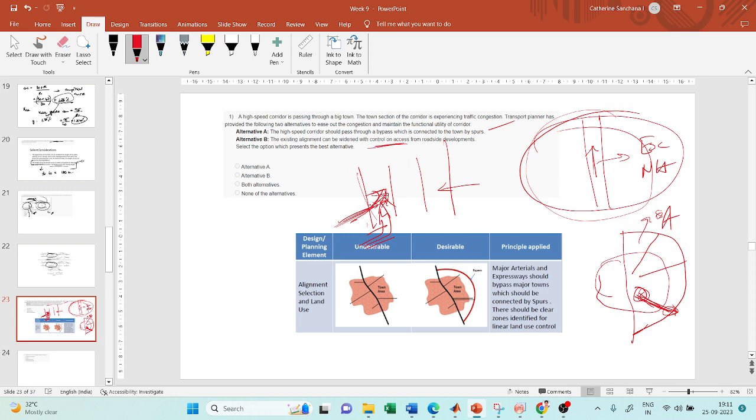So they're asking you which is the best option. Either you widen the roads, or you provide a bypass. If you see, providing the bypass is the best alternative. You will not go for widening the roads because it is already a big town which might be having a lack of space. So the best option is to go with the bypass. So the answer to this is alternative A.